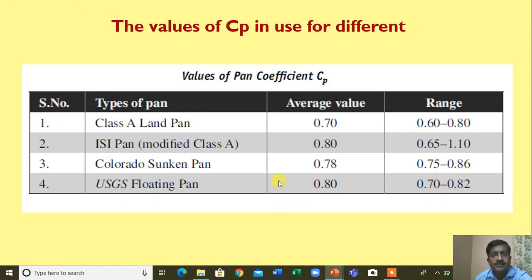Now, different values of Cp are used. For the pan coefficient Cp, you can see four types are there: Class A land pan, which is 0.7, ISI pan modified Class A 0.8, Colorado sunken pan 0.78, and USGS floating pan is 0.80.